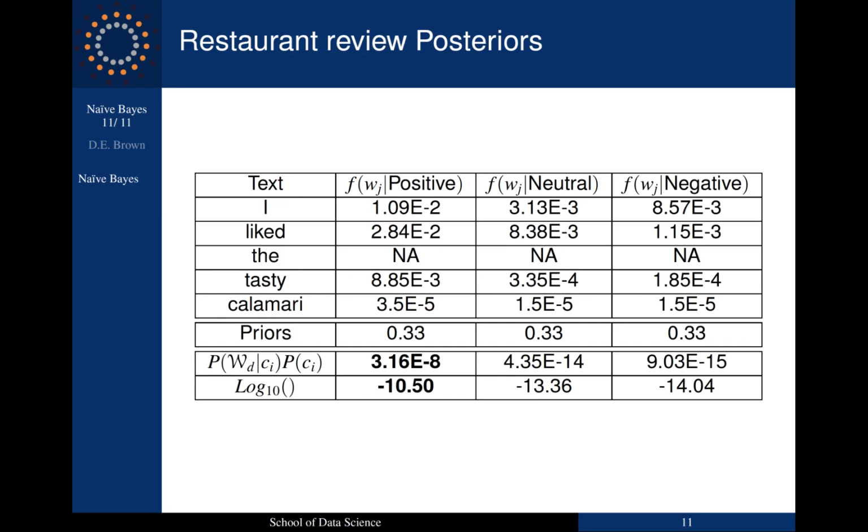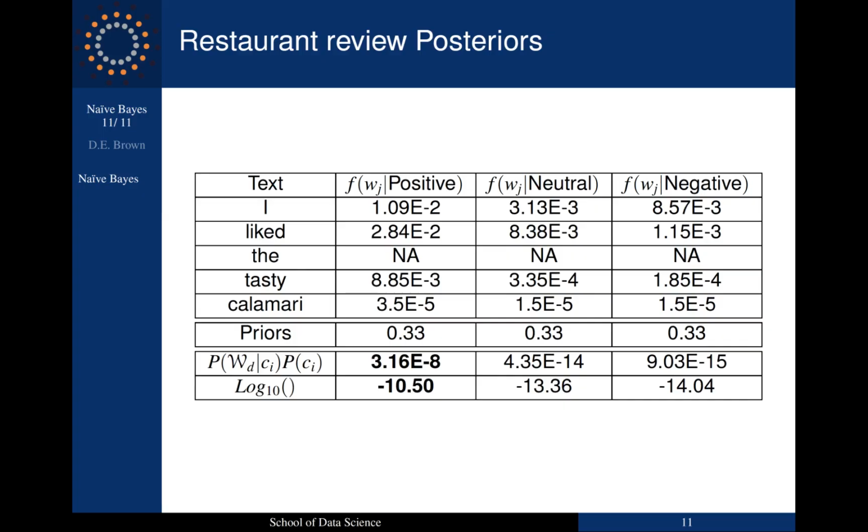The features in this case are each one of the words. So the likelihood of the word tasty appearing given a positive review is 8.8 times 10 to the minus 3, and 3.35 times 10 to the minus 4 for a neutral review, and so forth. We just multiply all of those together, and we multiply them times the priors. In this case we considered the reviews to be equally likely, equally likely to be positive, neutral, or negative. And the result of that simple multiplication gives us the posterior distributions, which is shown, the highest of the posterior distributions.